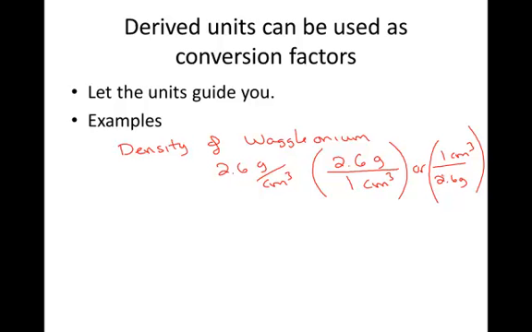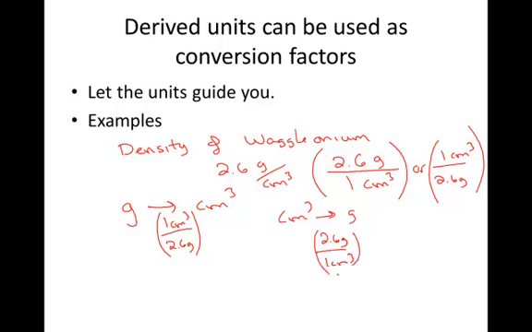The unit in front of it. What do I want to cancel? If, for example, I wanted to convert from grams to cubic centimeters of wagolonium, if this was my given and this was my unknown, which of these two forms would I use as the conversion factor? I would use this one. If I wanted to go cubic centimeters to grams, of course, I would use the other one. 2.6 g over 1 cm cubed. Agreed? Does anybody have any questions on that? Okay, well, let's do one together.